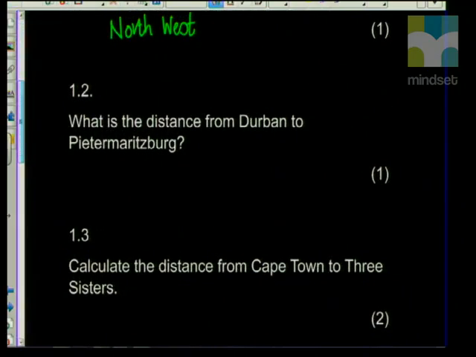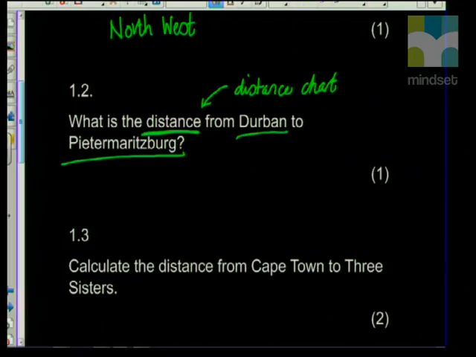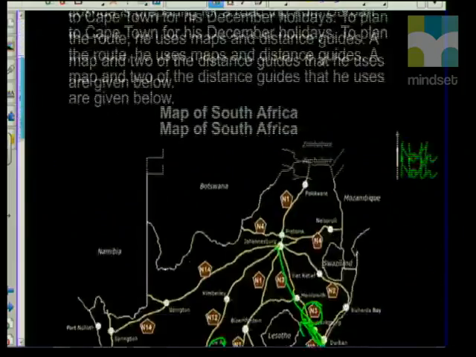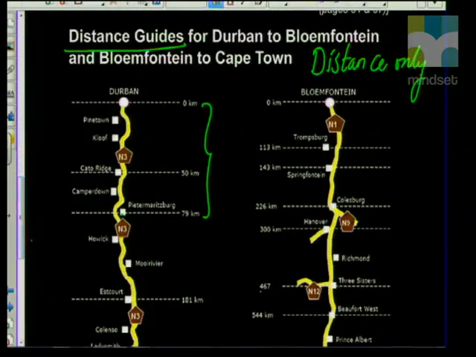Right, the next question is, what is the distance? Remember, now we're talking about distance, so we need to look at our distance chart. From Durban to Pietermaritzburg. Okay, so let's go back to our distance chart. This is the one we talked about earlier. From Durban to Pietermaritzburg is that distance over there, which we will now see is going from 0 to 79, so therefore it is 79 kilometers.